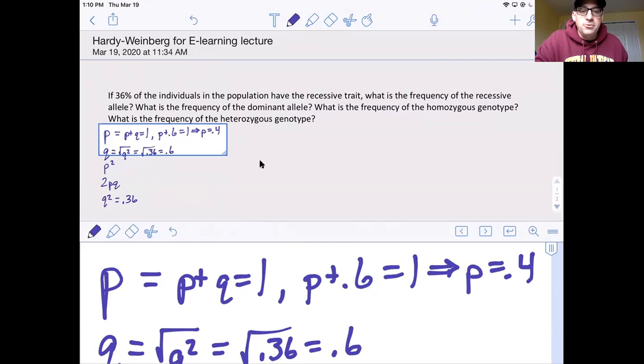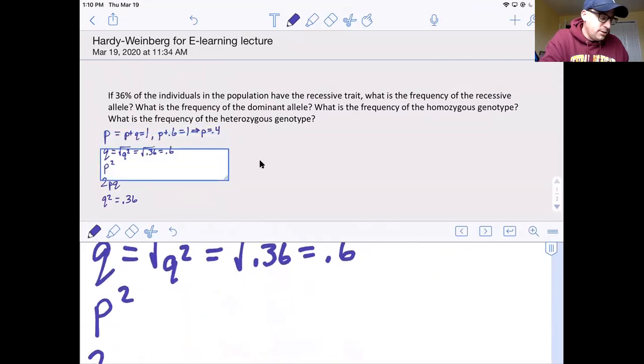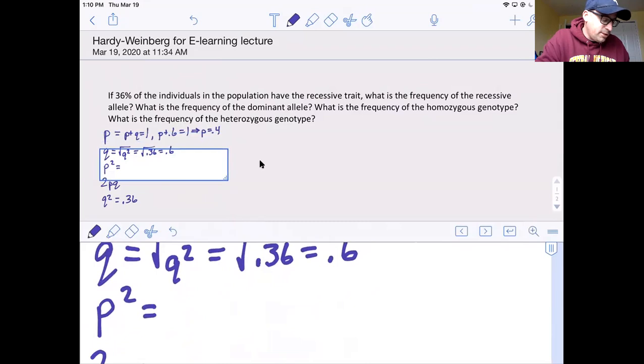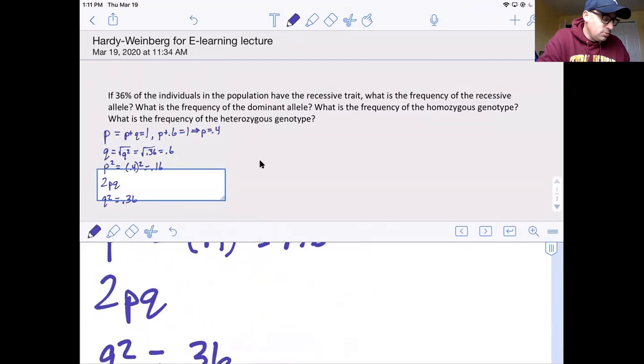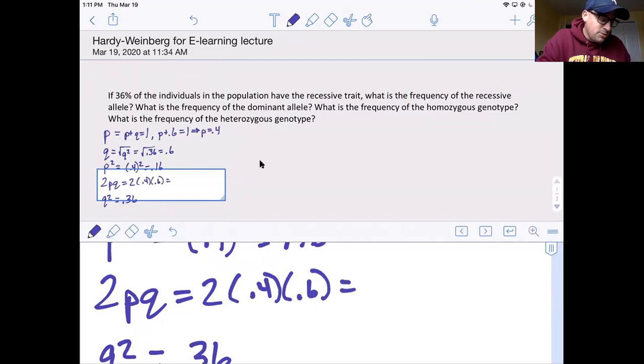Now that I know my value for p, what can I figure out? I can figure out p squared by taking 0.4 and squaring it. And that is going to be equal to 0.16. And once I have p squared and q squared, I can figure out 2pq by subtracting from 1, or I can just do 2 times p times q. So 2 times 0.4 times 0.6. And that is going to be equal to 0.48. So that's the frequency of heterozygous individuals in my hypothetical Hardy-Weinberg population here.